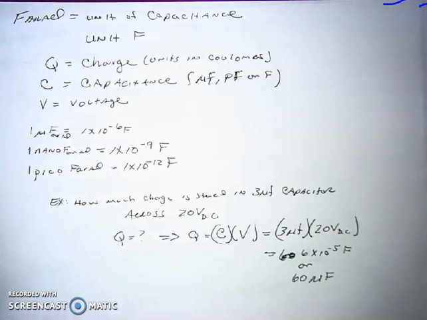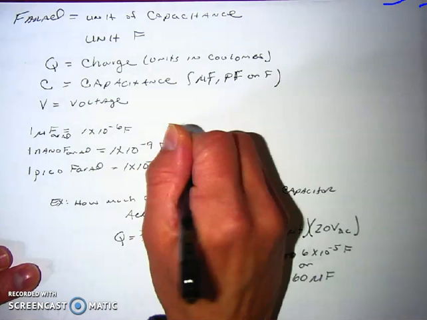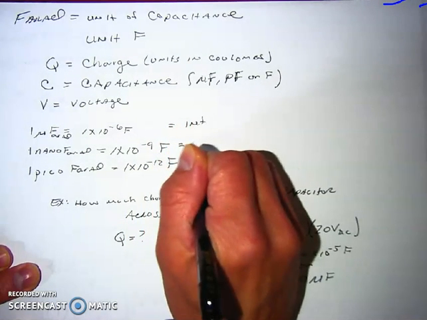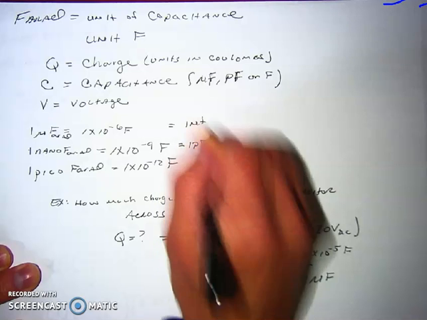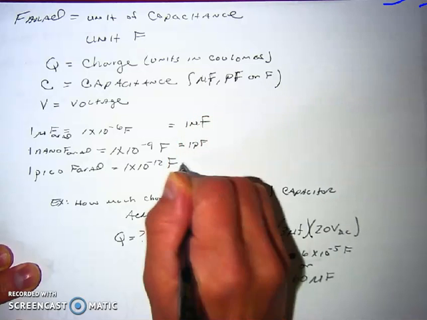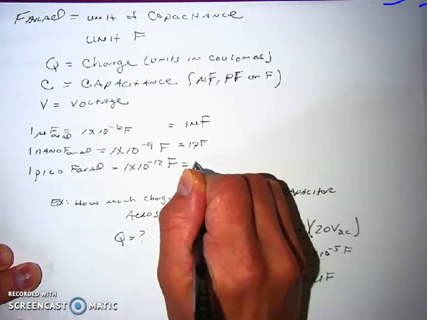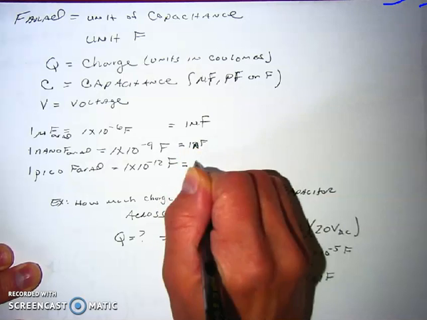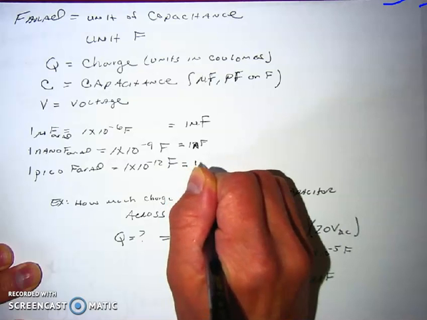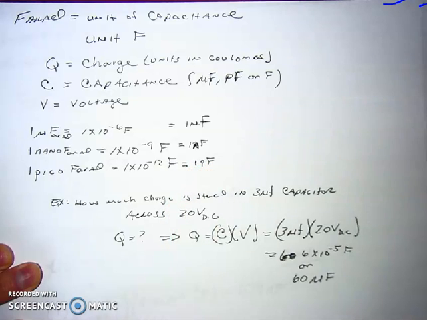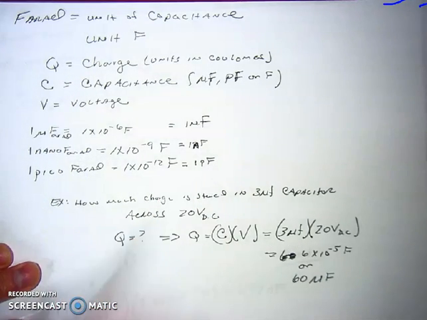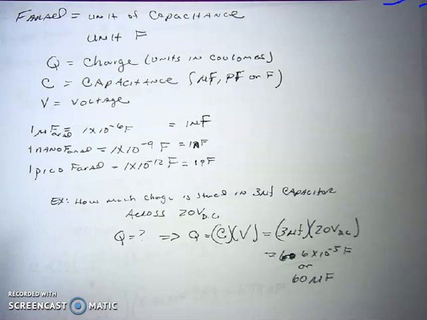The other way we can write these is 1 microfarad, 1 nanofarad, and 1 picofarad. So this is nano, 10 to the minus 9, and this is pico, 10 to the minus 12. These are really small units.